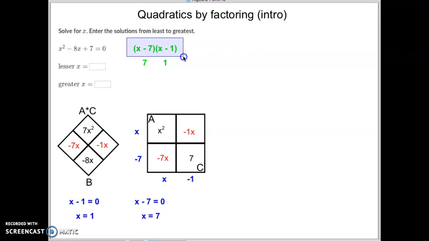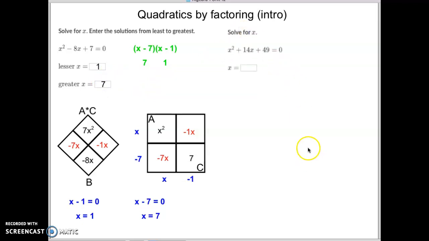Wait, really, Mr. Anderson, it's that simple? Yeah, it's really that simple. You should know in zero property product, it's the opposite of this number in here when there's no number in front of the x. So it's just positive 7, positive 1, which means your lesser value is 1 and your greater value is 7. Let's try one more.